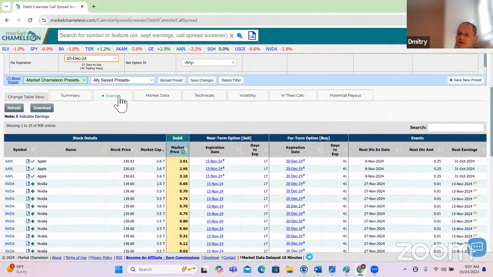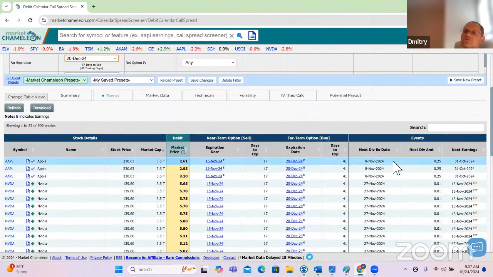And if we detect an event that's out there in a press release or wherever, we pick it up, we will add it onto this page. And as you can see here, the next dividend in Apple's November 8th. That's when we're expecting it. The next earnings is October 31st.